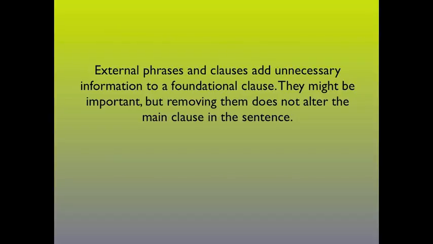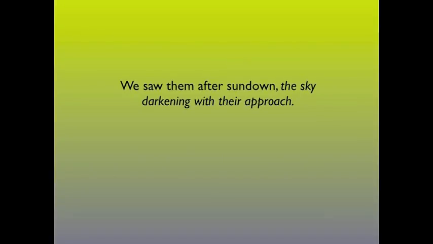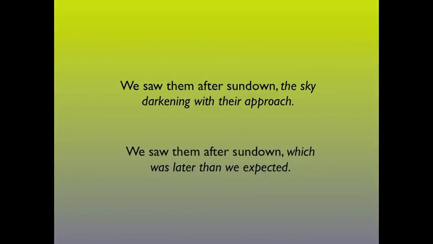Let's talk about external phrases and dependent clauses. They add unnecessary information to the foundational clause. They might be important, but removing them does not alter the main clause in the sentence. Because they are not necessary, they are separated with a comma. They exist outside the syntactic slots of the foundational clause. An example would be, we saw them after sundown, the sky darkening with their approach. That extra information could be removed. That's why it's set off with a comma. We saw them after sundown, which was later than we expected. Again, we have unnecessary information that could be removed, and the foundational clause would be fine without it.